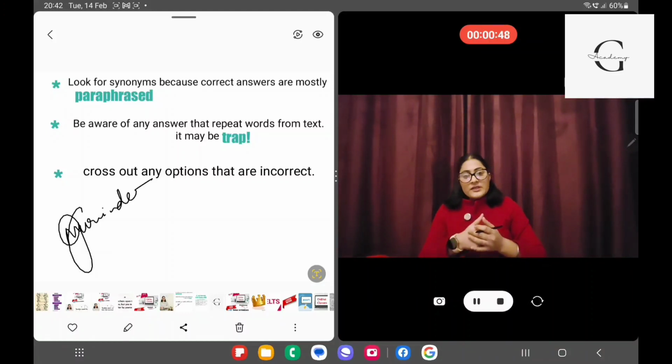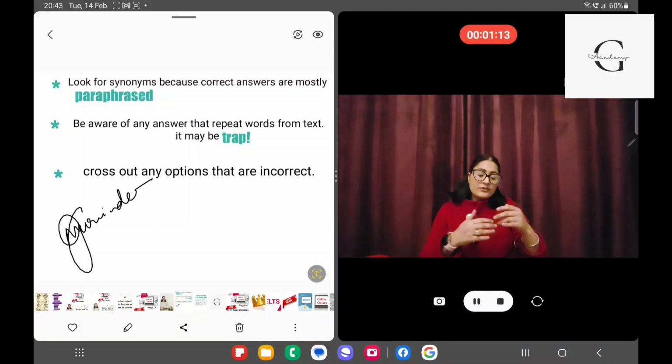The second option is be aware of any answer that repeats words from the text. It may be a trap, because as I just told you, most answers are paraphrased. It's an IELTS test, an international English language test, so they are checking your English level. They're going to trap you by giving you some similar words.